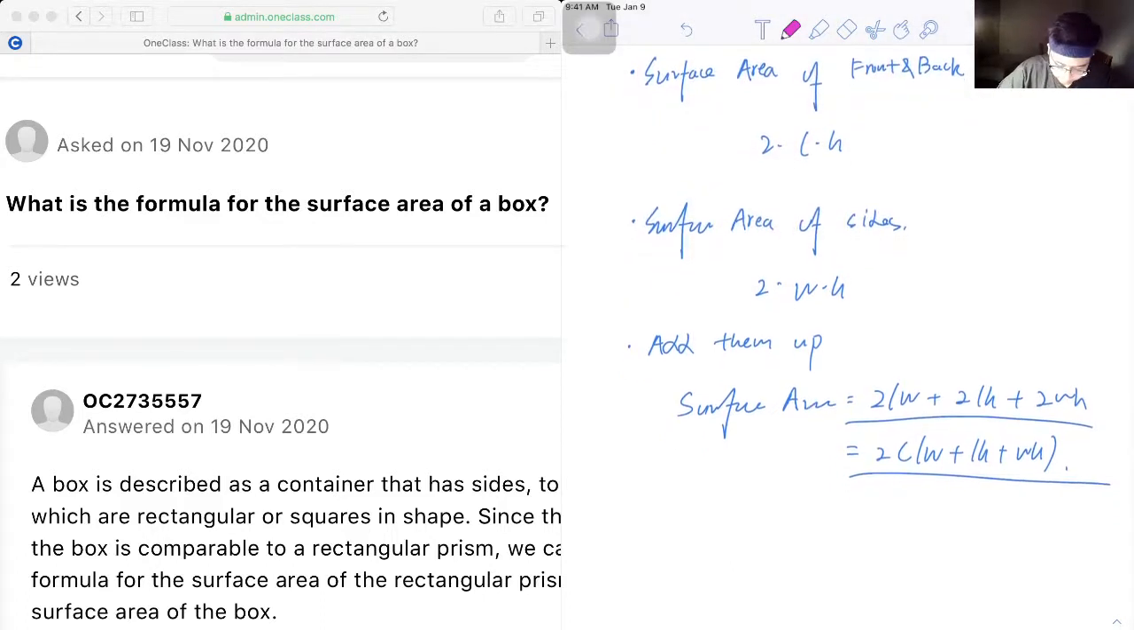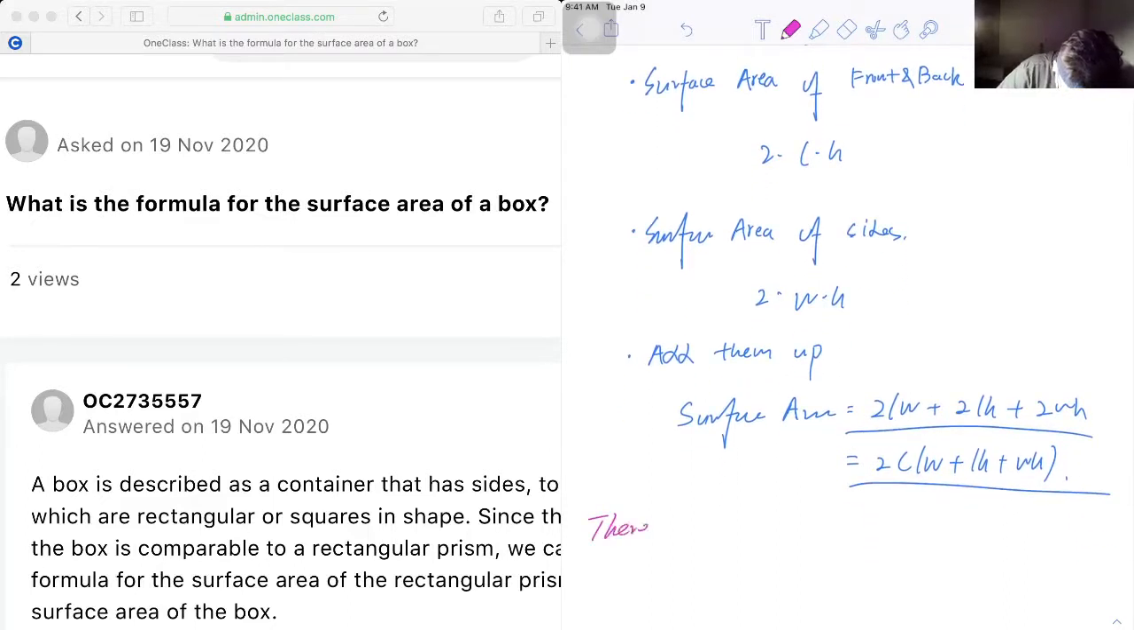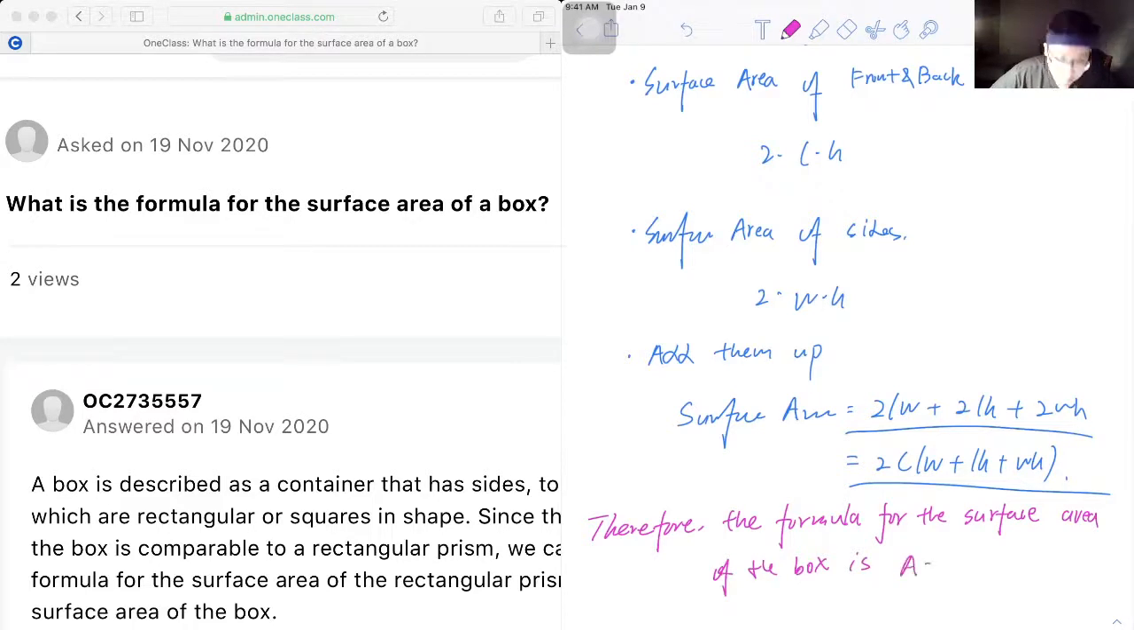So now let's write the conclusion. Therefore, the formula for the surface area of the box is A is equal to 2 times WH plus LH plus LW.